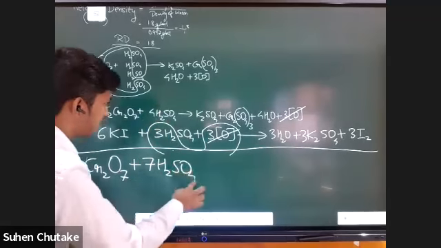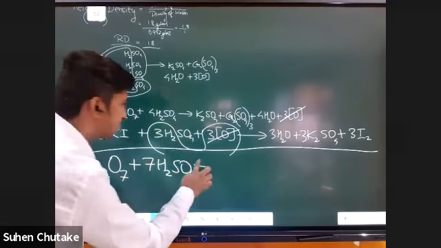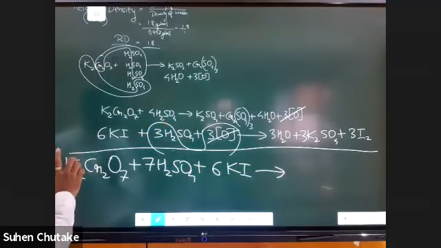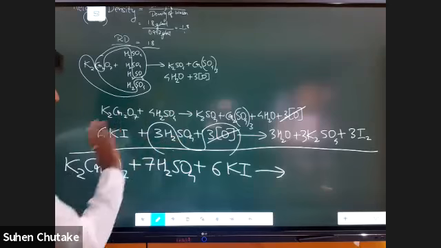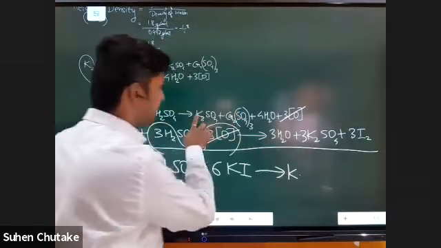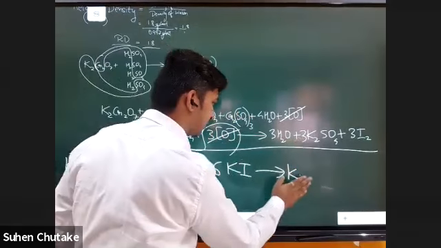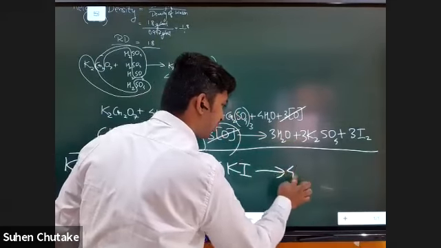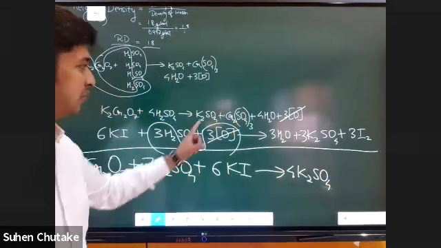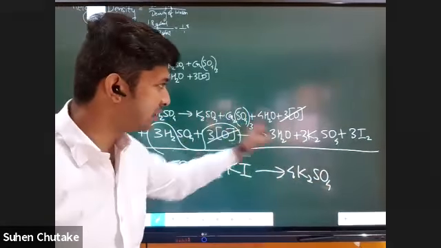7H2SO4. Right? Where 6KI is also on the left hand side. So I've written 6KI. Anything else remaining on the left hand side? No. Right hand side, K2SO4. How many? 1 plus 3, 4 K2SO4, correct? 4K2SO4 because they are on the same side. I have added 1K2SO4, 3K2SO4.